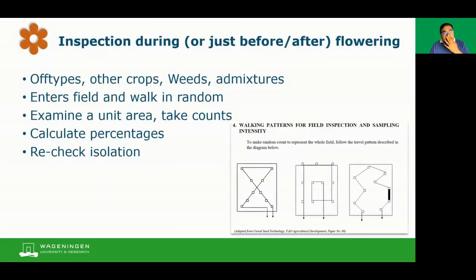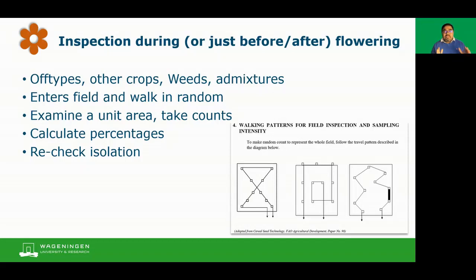Coming to the next thing, the inspection during or just before and after flowering. This is the most important time when we normally do our field inspections. First of all, what are the things that we are looking for? First we look for off types, other crops, weeds or admixtures.